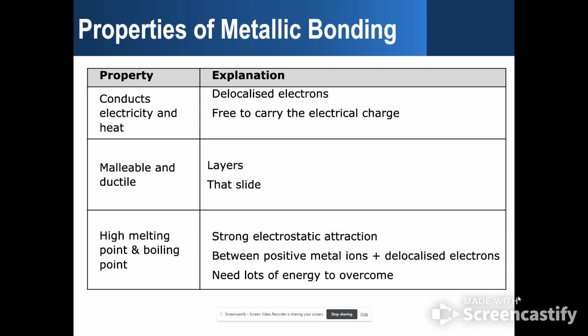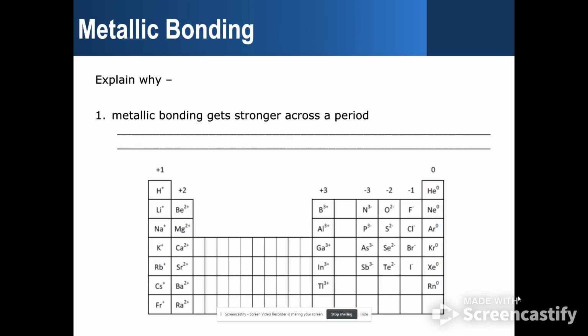This is due to having strong electrostatic attraction between the positive metal ions and the delocalized electrons, which requires lots of energy to overcome. Again, these are types of physical properties. Chemical properties would be to do with how they have a reaction, for example, with oxygen, or if it's group 1, with water. You might be asked to explain how the bond changes across a period or down a group.